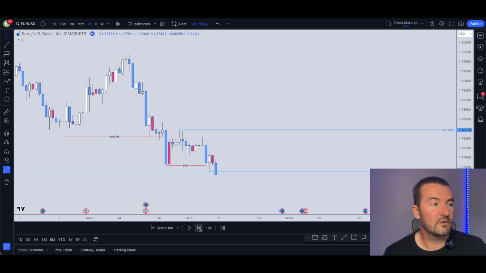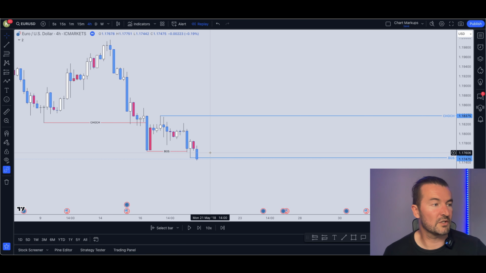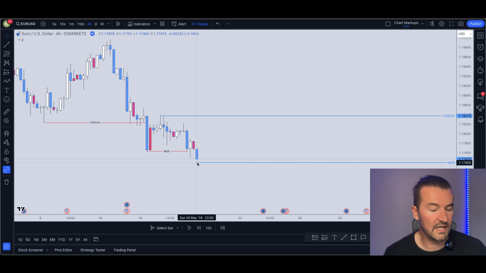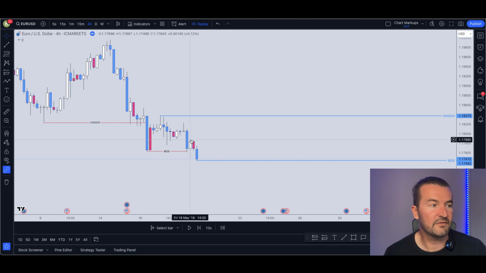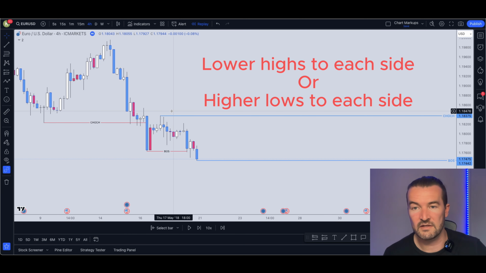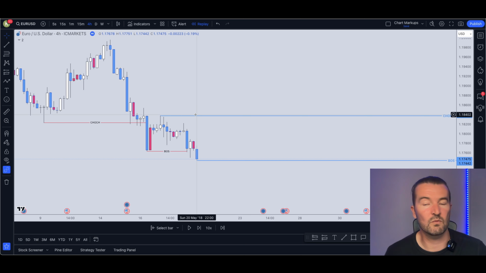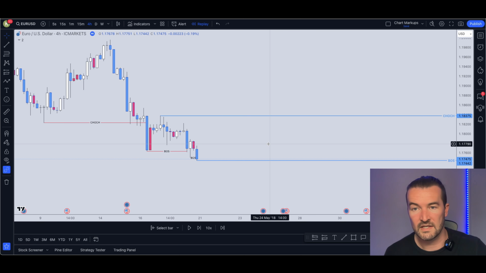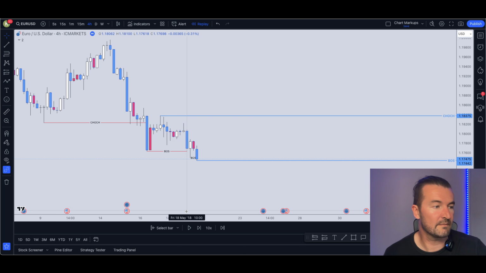Let's click along. We've got the pullback, and then we've got a break of structure again. Okay, so one key bit of information here is that if there is not an apex, i.e. what you want is a key pivot point, you just leave ChoCh where it is, okay? So at the moment, we're not going to move ChoCh. We just added BOS. We haven't moved ChoCh at the moment.